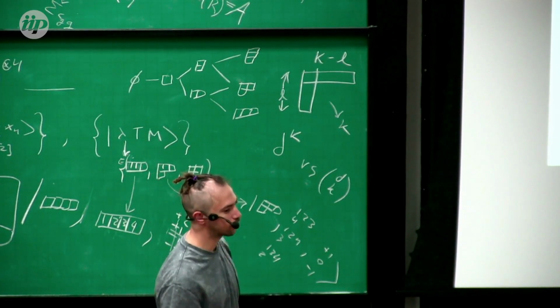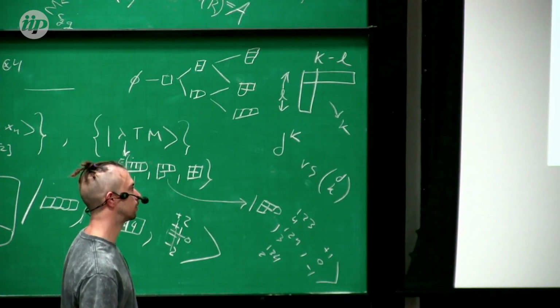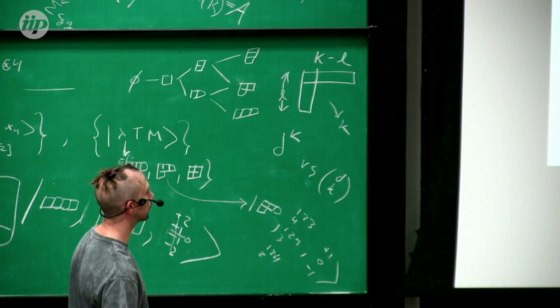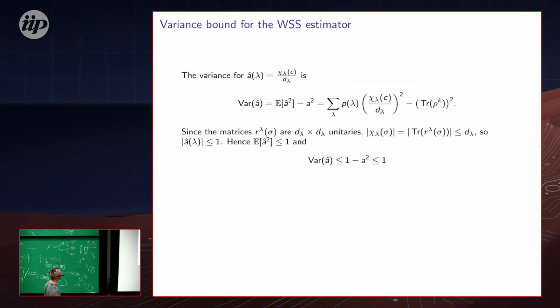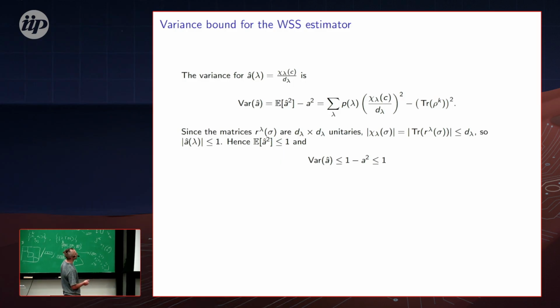Here I'm giving some arguments why the variance is less than 1. At this point, we're a little bit tired, I guess. We can look at it. R lambda for any permutation are d times d unitaries, and this implies that the character, which is a trace of the representation, has to be less than d lambda, right? The norm of a unitary cannot be more than its dimension. Unitaries are normalized in that sense. Think about Pauli matrices. They have norm equal to the dimension, right?